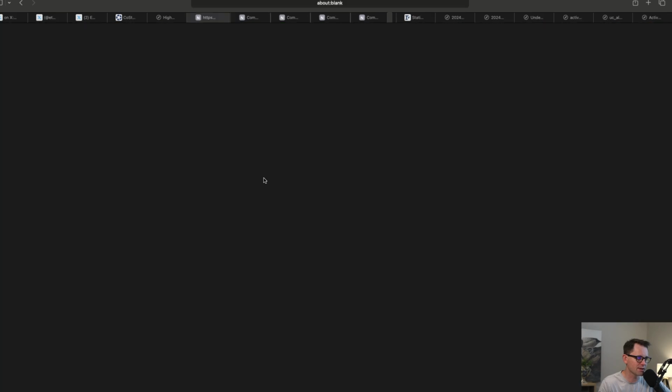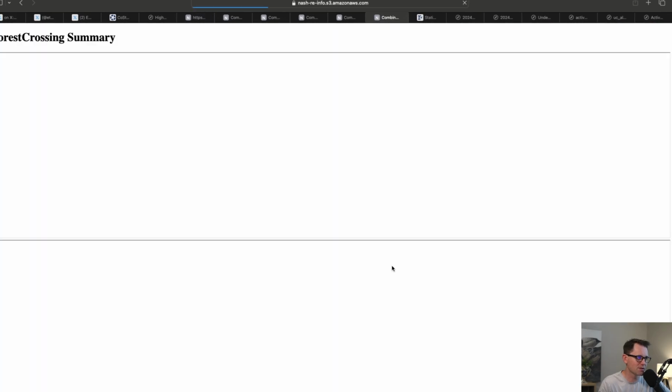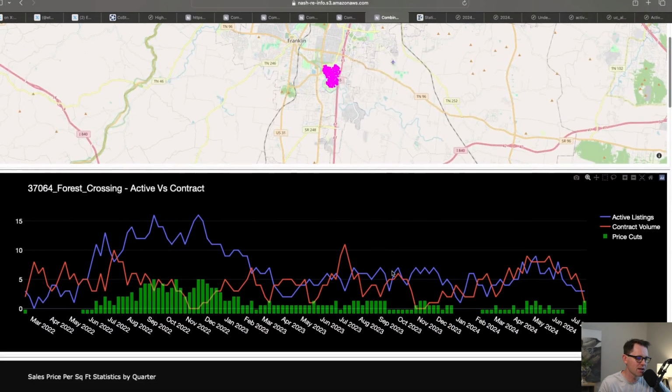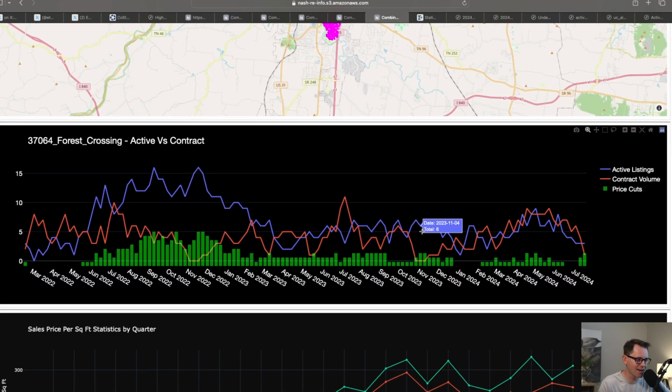But let's look at Forest Crossing here. Look at this neighborhood. This neighborhood just blows my mind how hot it is. Look at this. The red line is virtually above it almost all the time. And that just means there's more under contract than there are active listings. It's a very hot neighborhood. It continues to be a hot neighborhood. Even today, where we have 3 active listings, there's still 1 under contract.